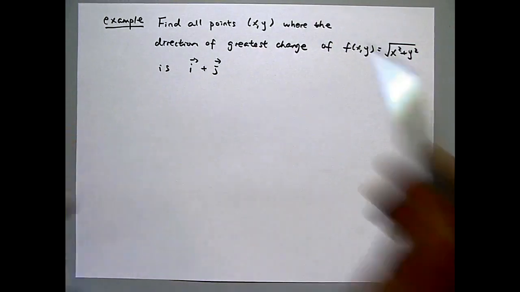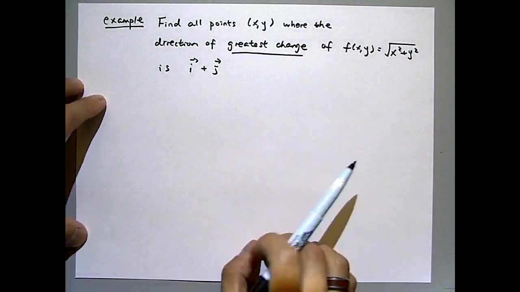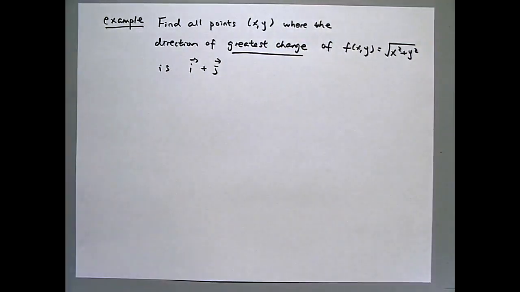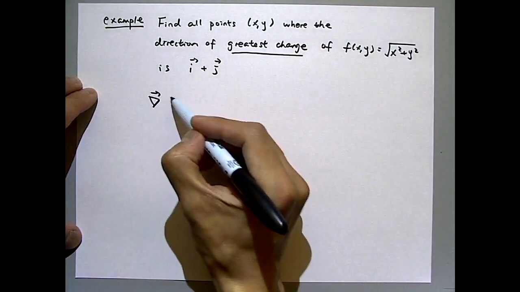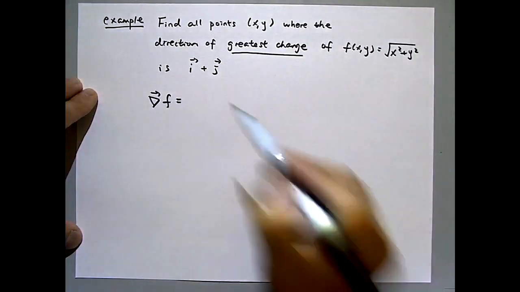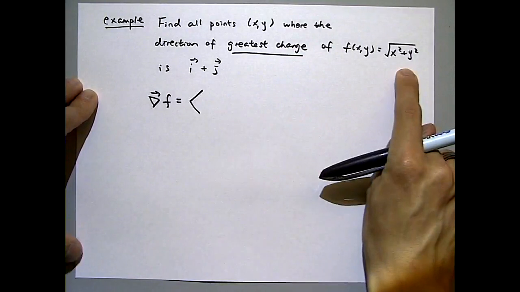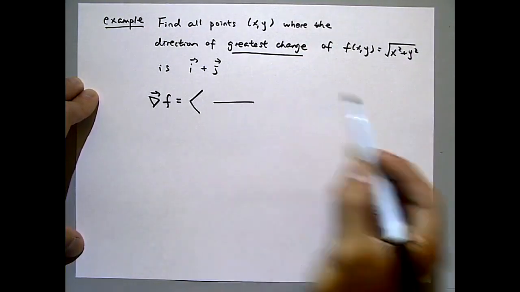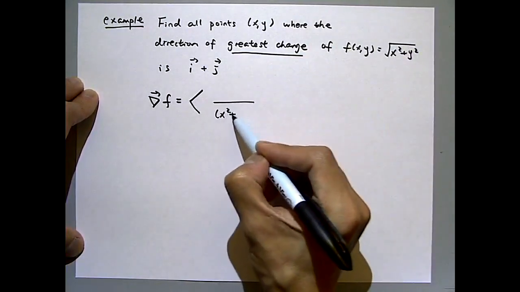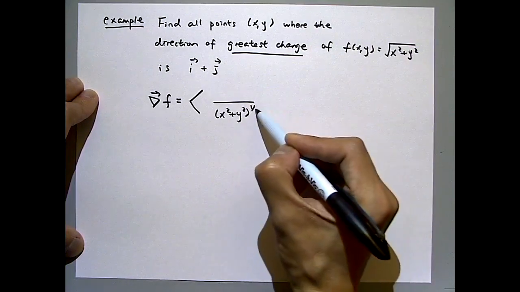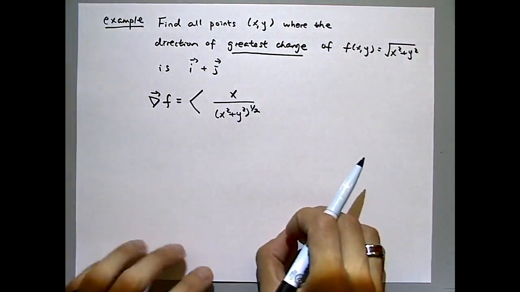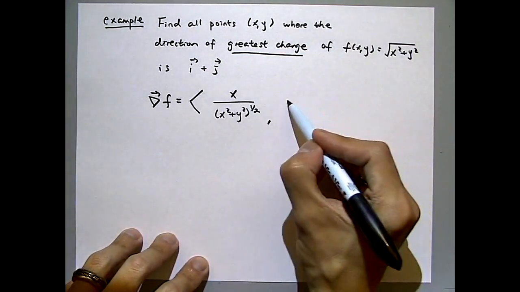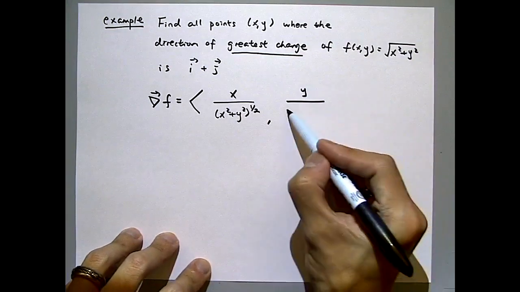Okay, now whenever you're dealing with the greatest change, you're dealing with something to do with the gradient vector. If you don't know where to start, get the gradient vector and then find out what you need to do next. So here's our gradient vector. Derivative of this is 1/2 over this stuff to the 1/2 times 2x, so just x on the top. The 2's cancel. Same thing with the other component.